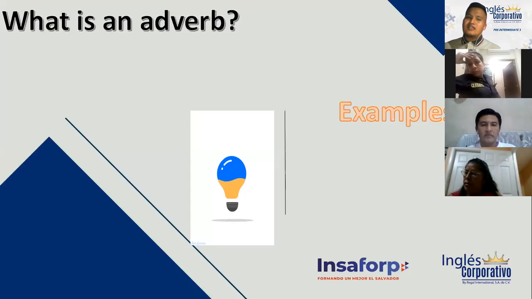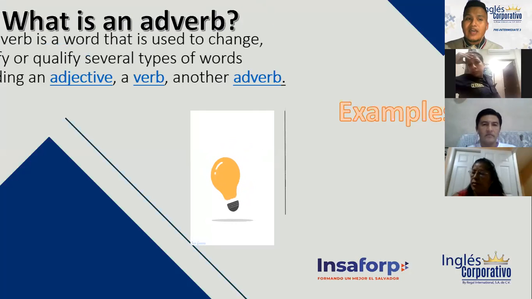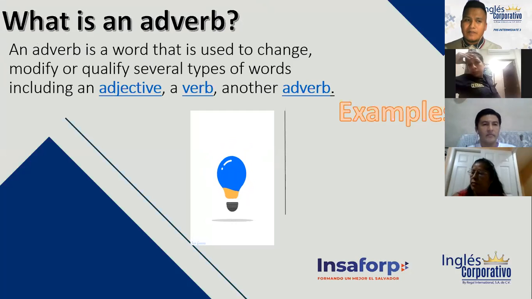To start, I would like to tell you a little bit about what an adverb is. An adverb is a word that is used to change, modify, or qualify several types of words, including adjectives, verbs, and even another adverb, okay? So we are going to try to understand today how this works.